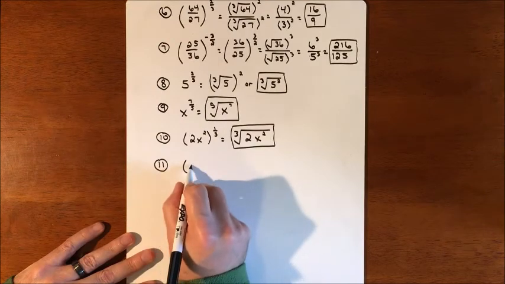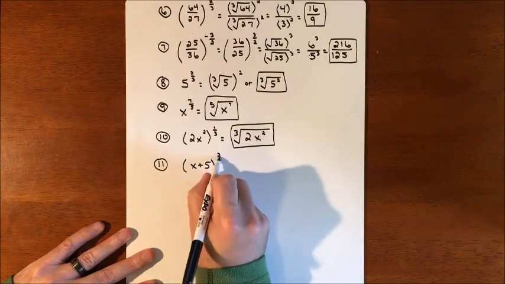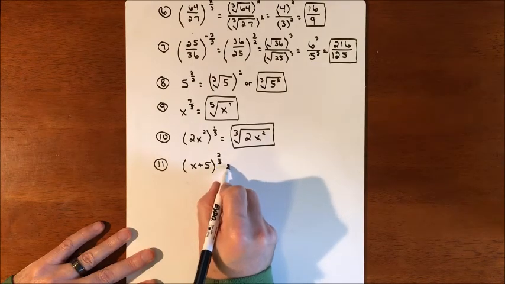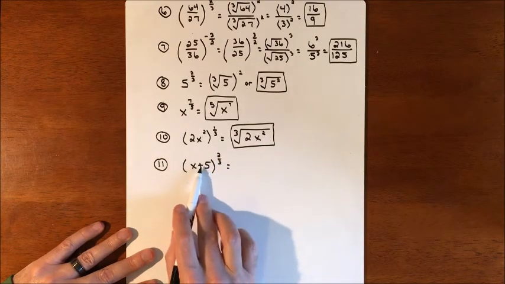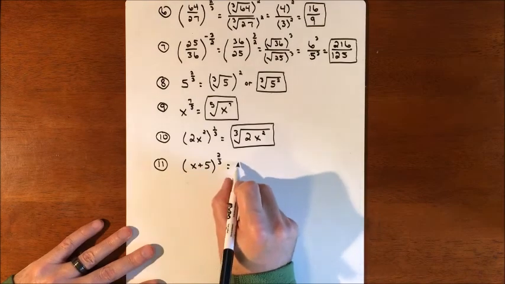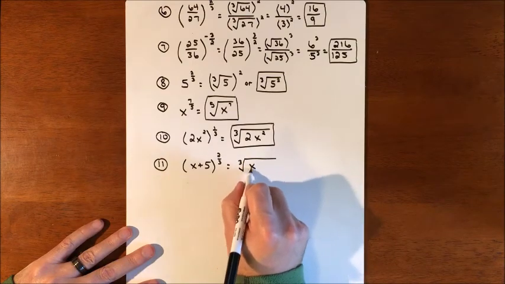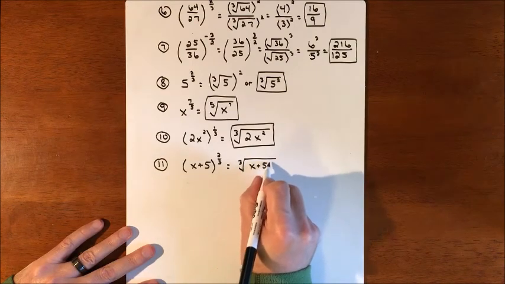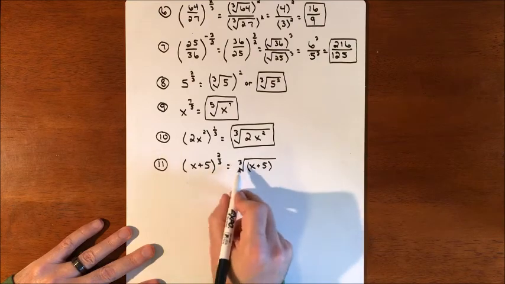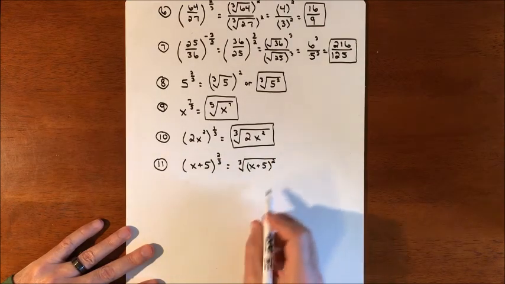All right, what if we have x plus 5 raised to the 2/3? Well, exponents don't distribute over addition and subtraction. They don't apply to both. So we are just rewriting it as the cube root of x plus 5. And since we can't cube root anything, we'll apply the second power to the inside.